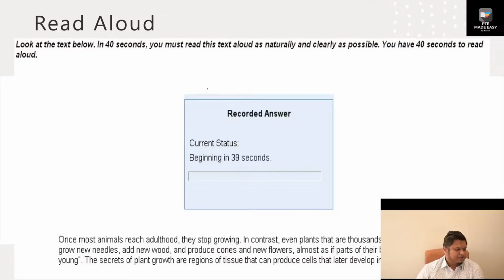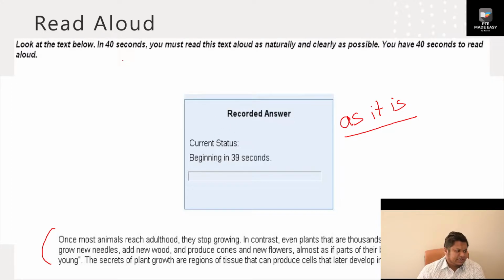Right, moving forward. The first question type of PTE is read aloud. In PTE read aloud, you will be given a text which you have to read as it is. Remember, you have to read as it is. You are not supposed to change anything. You are not supposed to delete anything. You are not supposed to add anything.